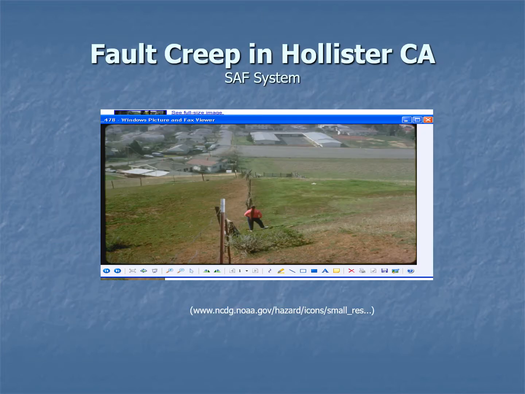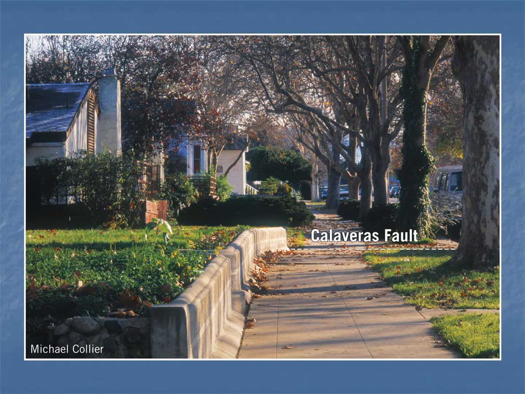So this is an image from Hollister, and in this case, the offset of the fence in this person's yard didn't necessarily occur in just one earthquake event. So with fault creep, you've got this sort of creeping movement on the fault just a little bit at a time. This is one of my favorite images here from Hollister, California. So the house there on the left, you'll notice the yard is raised up.